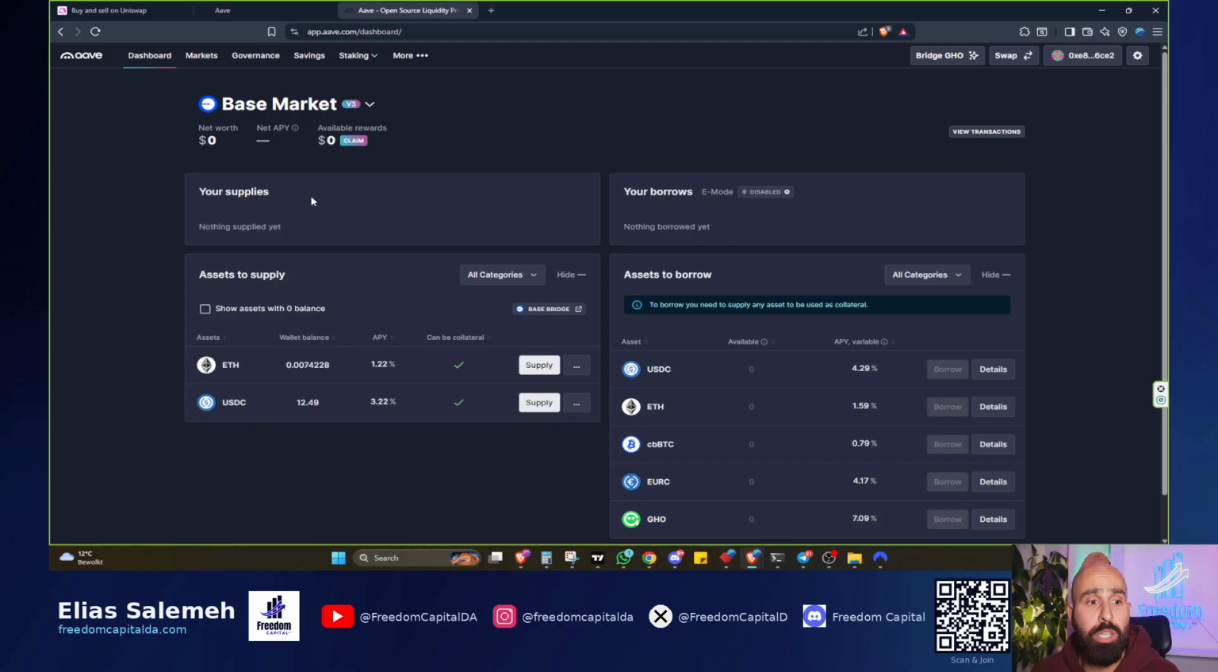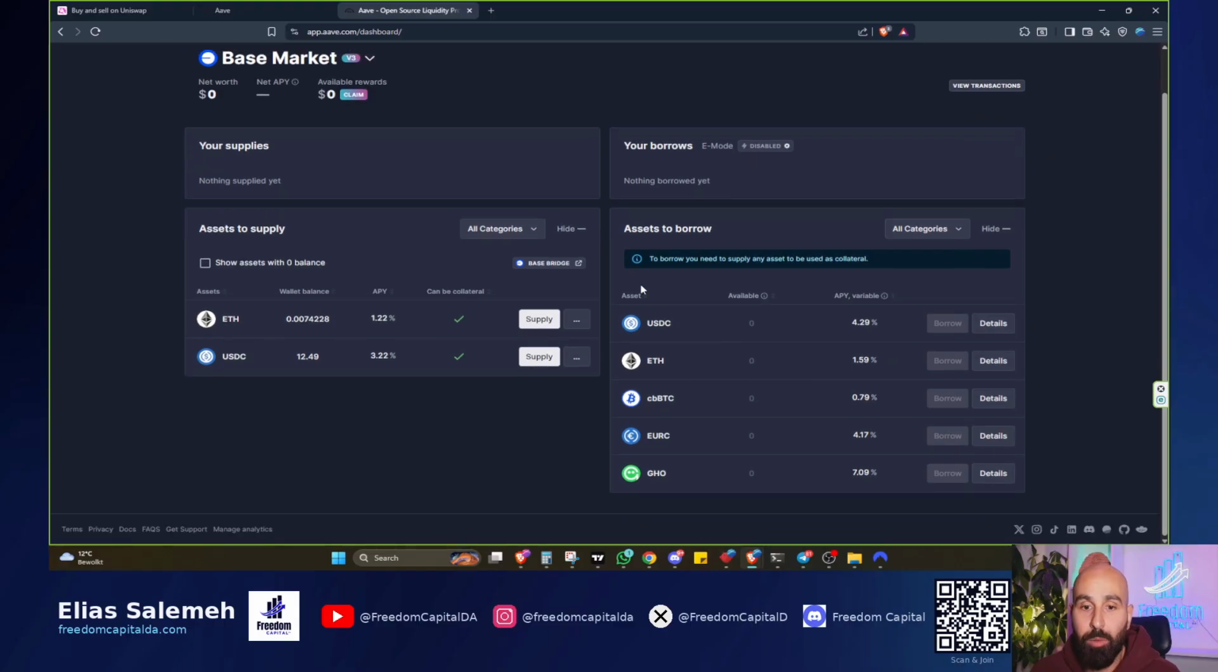In the dashboard, you see what tokens you have supplied and what tokens you have borrowed. For now, we didn't supply or borrow anything, and that's why they are zero. You see the assets that are sitting in your wallet that you can use as collateral and deposit into the platform. And then you can see the assets that you are allowed to borrow against the assets that you have.